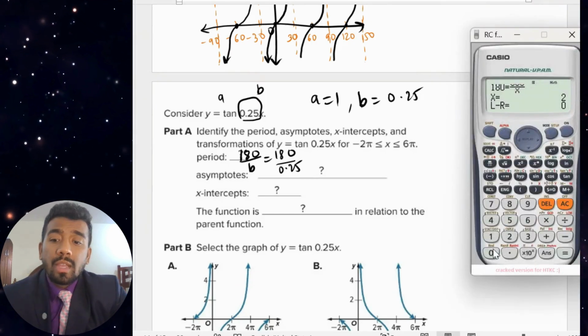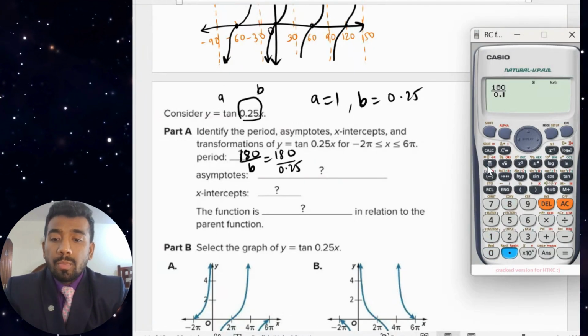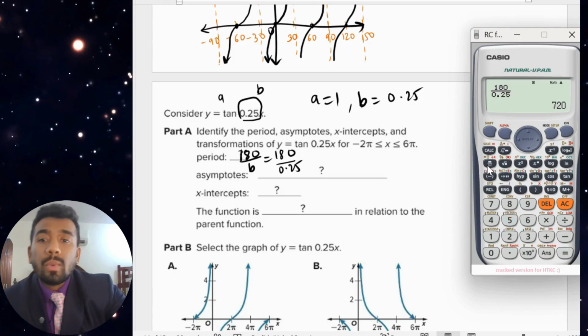Find it difficult, use calculator every time. It always comes to help you. 0.25. What's the answer? 720. So that's your period.